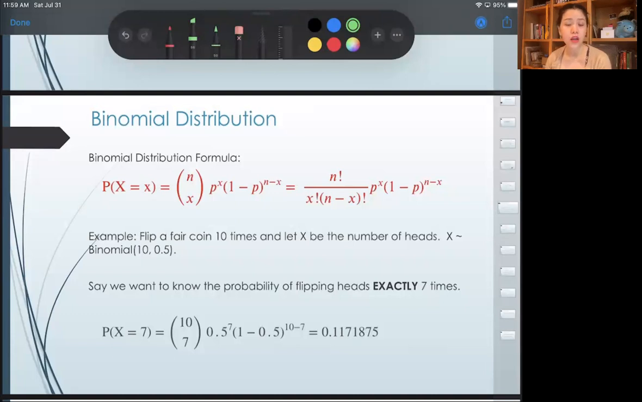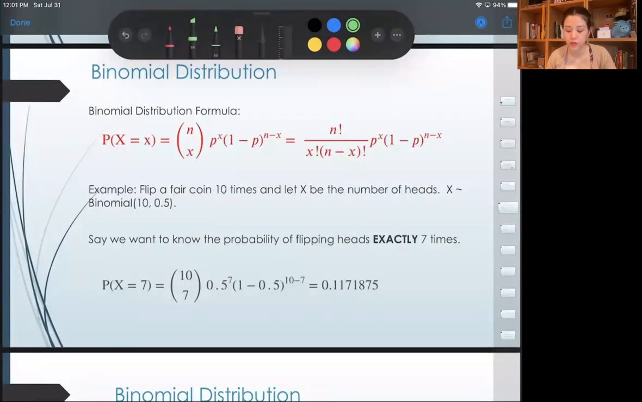All you have to do is plug into the formula. N choose x, 10 choose 7, times the probability of success p, which is 0.5 like it says in the beginning, to the power of x, which is 7, times 1 minus 0.5, that's your probability of failure, to the power 10 minus 7. If we plug these all into the calculator, we get the probability of 0.117185.